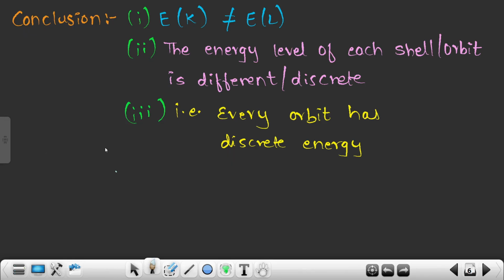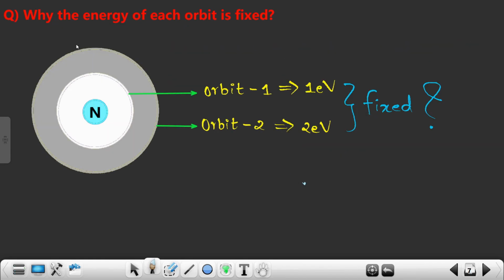So this was all about this session, and let me just give you one question: why is the energy of each orbit fixed? If you see, the innermost shell has energy of around 1 electron volt, whereas the outermost shell has energy of around 2 electron volt. So why is it fixed, why is it constant? Make sure to apply your logic. It's fine even if you are wrong. In the next video we are going to work upon it, and we will try to deduce certain reasons due to which this energy is fixed.